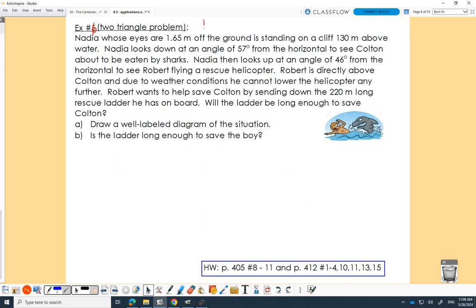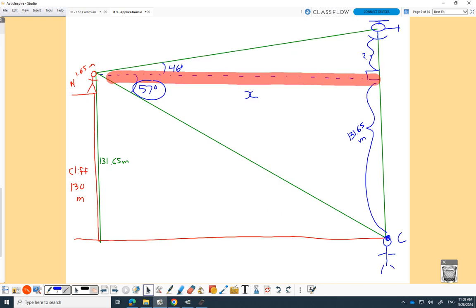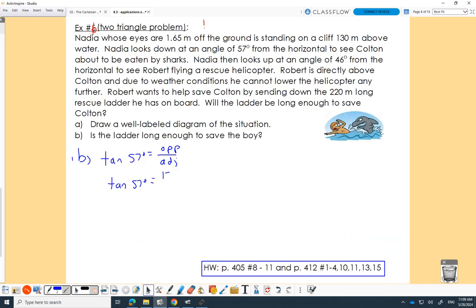Tan 57. Oh, I'm doing B here now. Tan 57 equals opposite over adjacent. And in that bottom triangle, tan of 57, the opposite is 131.65. And the adjacent is x.